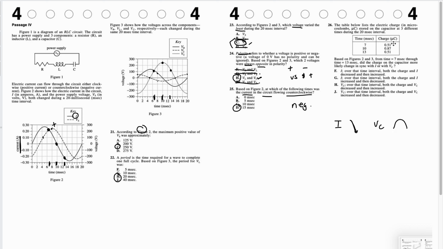If we look at the charge, we have 0.51 to 0.87, and then back down to 0.51. So it's definitely going to be VC. It's not going to be I. So F and G are gone because they don't match. Let's read the rest of it. Over the time interval, both the charge and VC decreased and then increased. Did this go down and then up? It did not. Did it increase and then go down? Did this one go up and then down? Yes. So the answer for 26 is J.